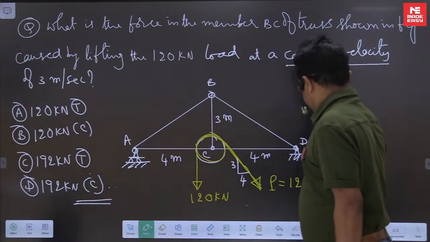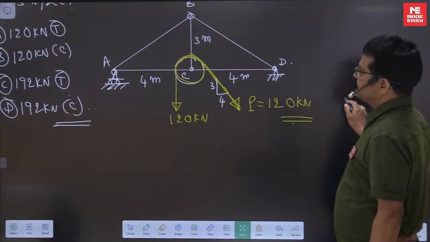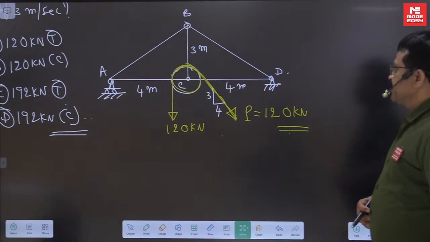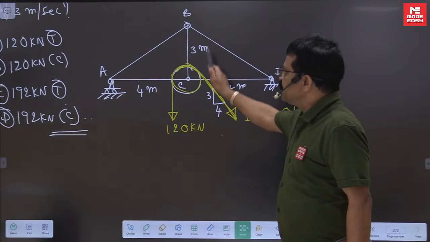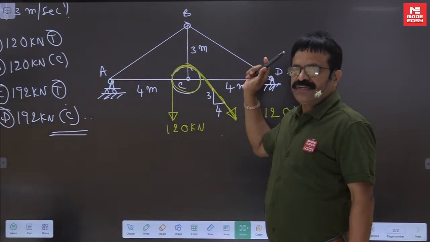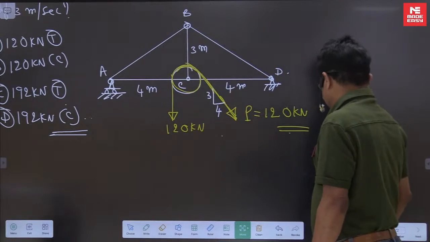Now, this is a problem. We are not interested in the pulley. So, what the pulley does on the truss we have to show. For that we require the free body diagram of the pulley.